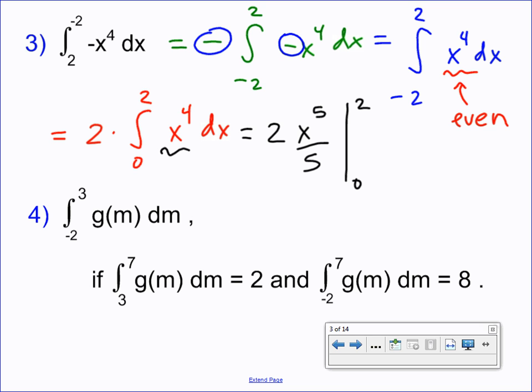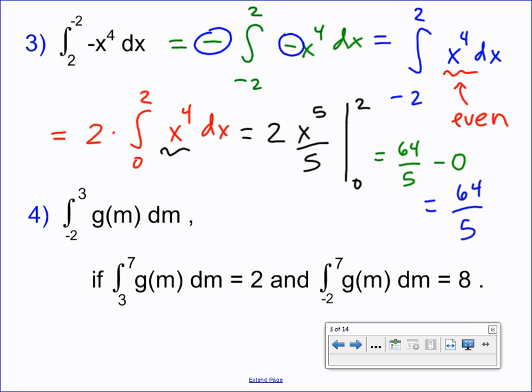It looks like x to the 5th when x is 2 is 32, right? 32. And 2 times 32 is 64 fifths minus 0. And now we see why we did that. My lower limit of 0 makes this easy to evaluate. So it looks like I get 64 fifths. Raise your hand if you already had 64 fifths. Already have 64 fifths? Nice job.